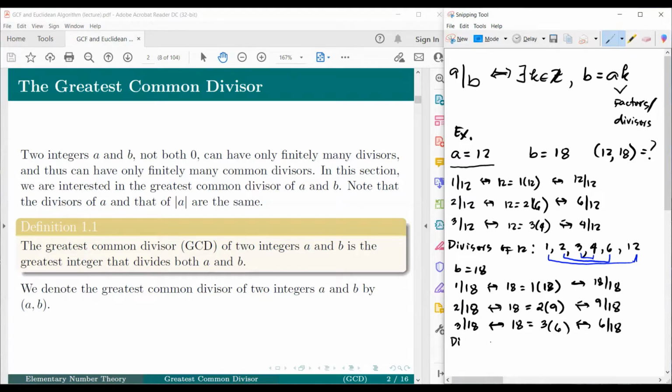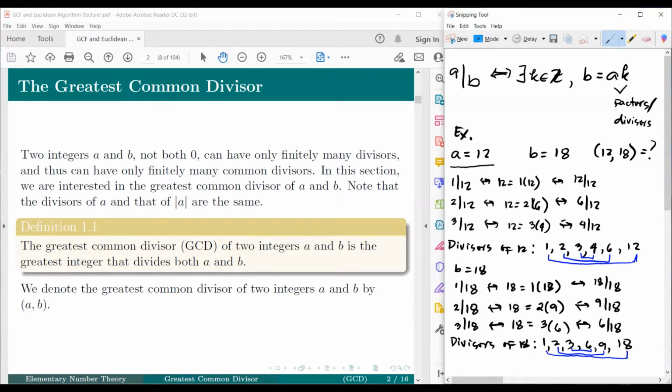So let's write here the divisors of 18. We have first 1, 2, 3, 6, 9, and 18. So let's check the pairing, so we might not miss any divisors. So we have here 1 paired to 18, 2 is paired to 9, and then 3 is paired to 6.